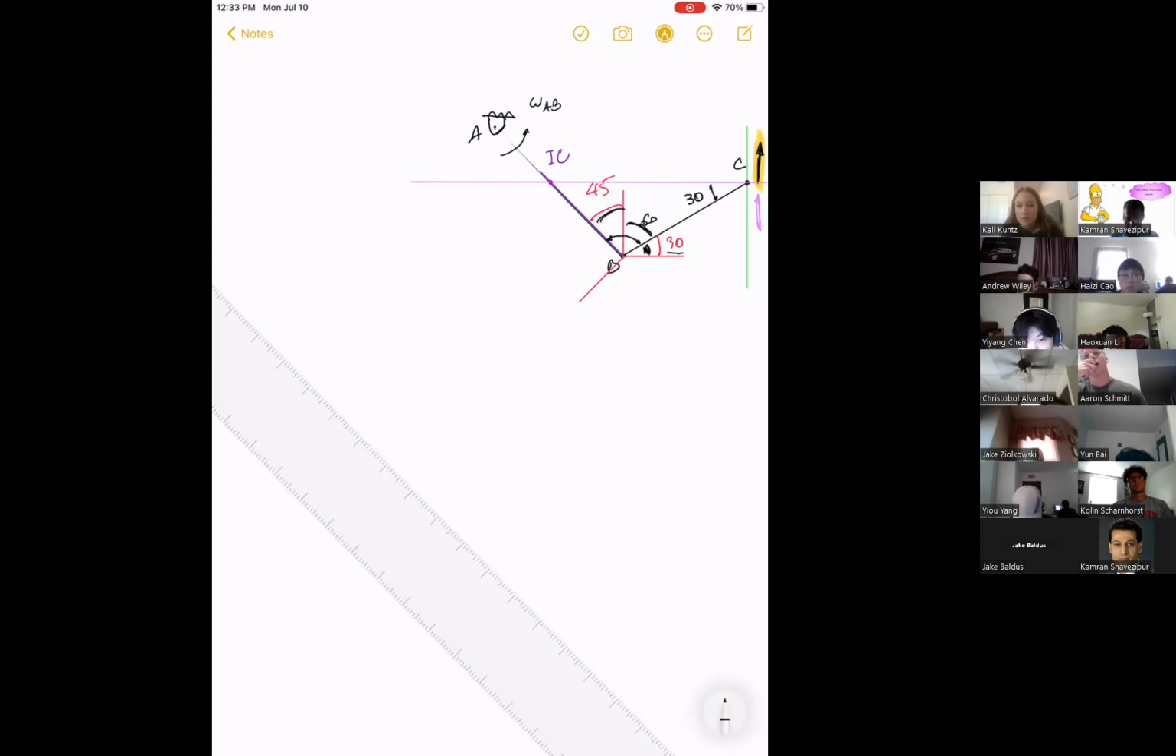How much is this guy? 45. So technically this is 60 plus 45, right? 60 plus 45 is 105. And if that's 105, this is obviously 45. Right? So we have a triangle. I draw it roughly here.